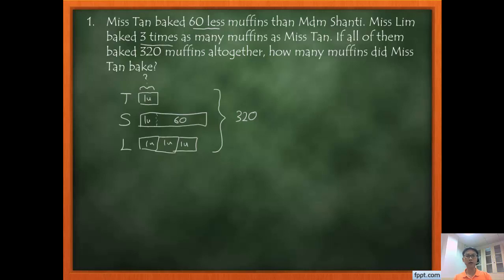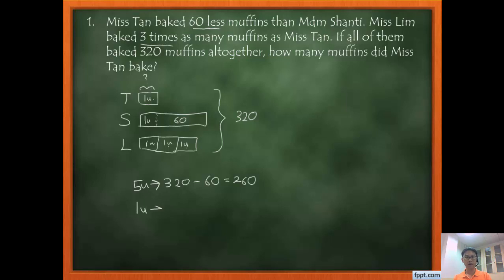So this is what I'm looking for. The first step is to get rid of this extra 60, because this is not 1 unit, so I cannot group them together. Let me get rid of them first. 320 minus 60 will give me 260. So this 260 is actually 5 units, because if you count, I have 1, 2, 3, 4, 5 units all in all. Once I get rid of my 60, I'm left with only 5 units.